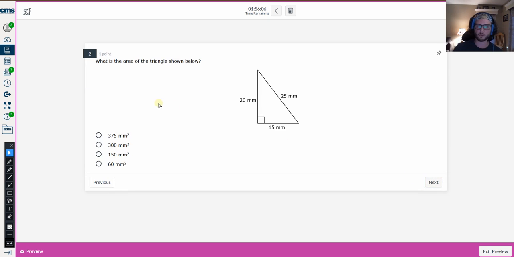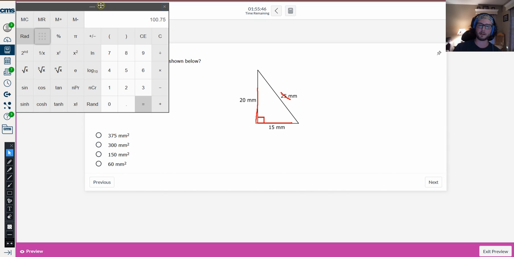So number two, what is the area of this triangle below? So again, we're going to look for my right angle symbol. That lets me know what the base and the height is. So my base is going to be 15 and my height is going to be 20. The 25 is a diagonal. We are not supposed to use that one. So let me grab my calculator.